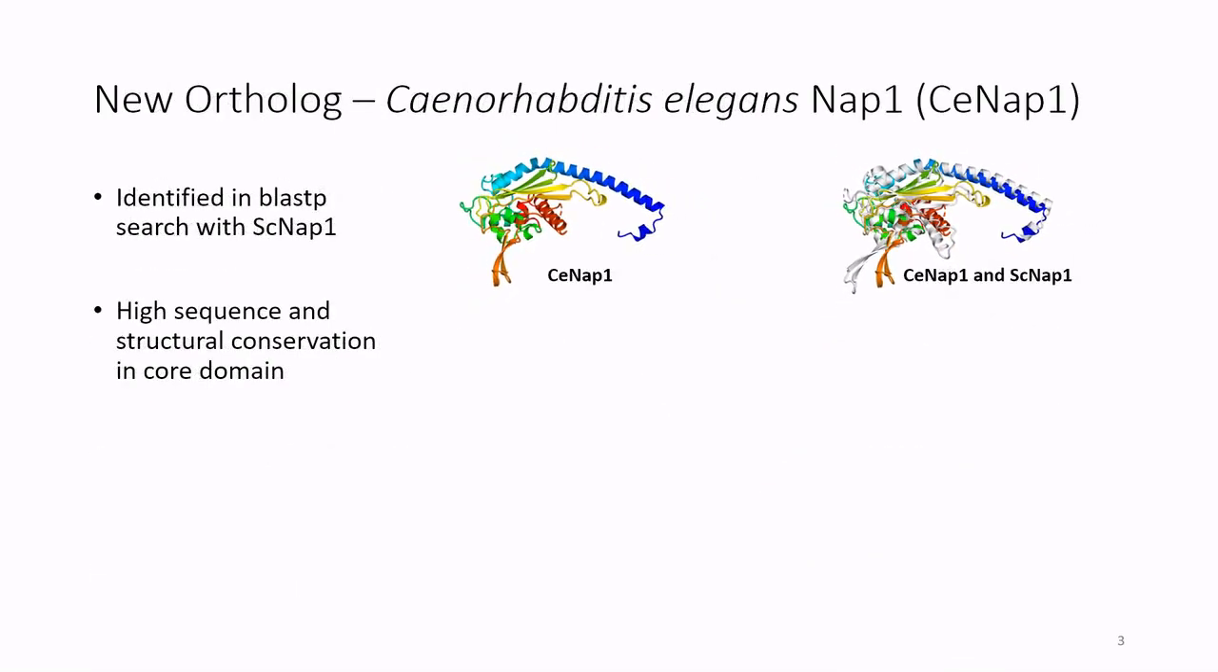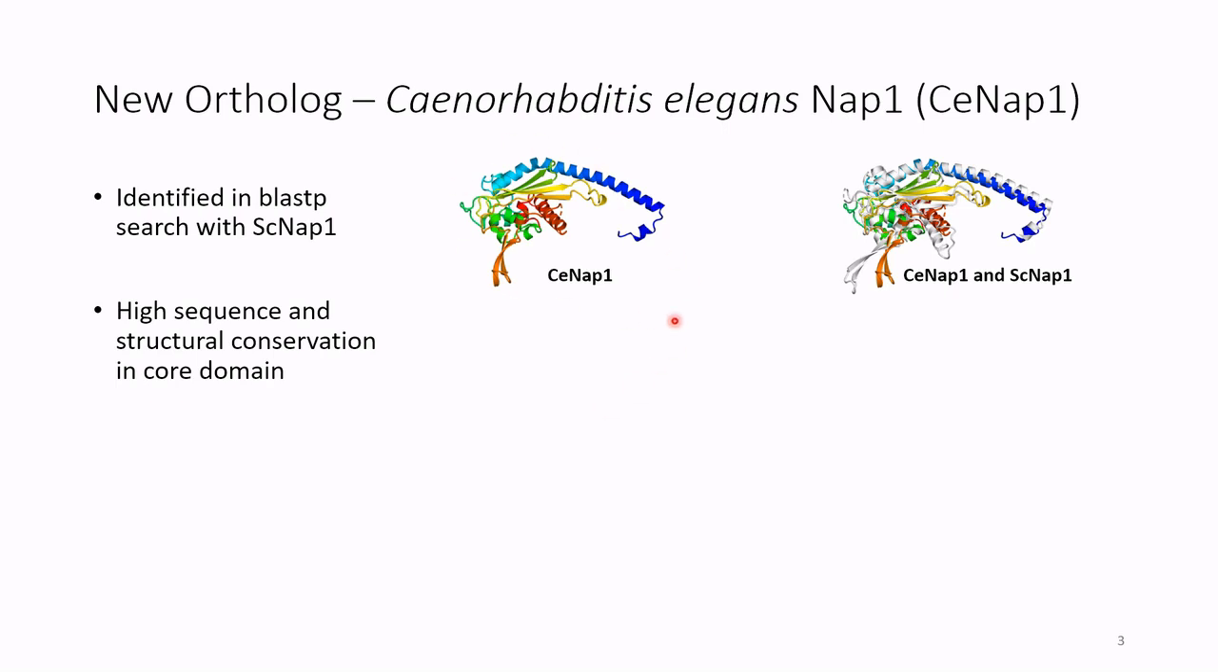We have recently identified a new NAP ortholog in the worm, which we will call worm NAP1. We identified worm NAP1 by doing a BLAST-P search with the yeast NAP1 sequence. Crystallographic analysis has shown us that the high sequence similarity between worm and yeast NAP1 is mirrored in high structural conservation, at least in the core domain.